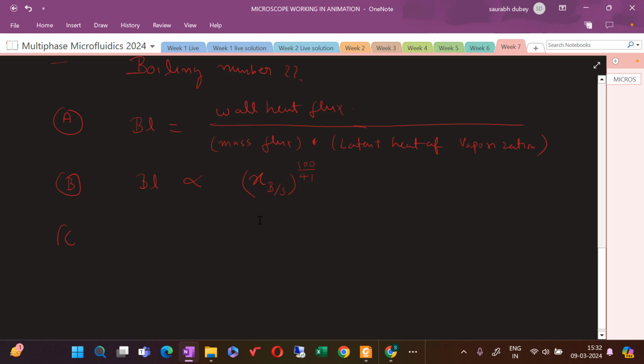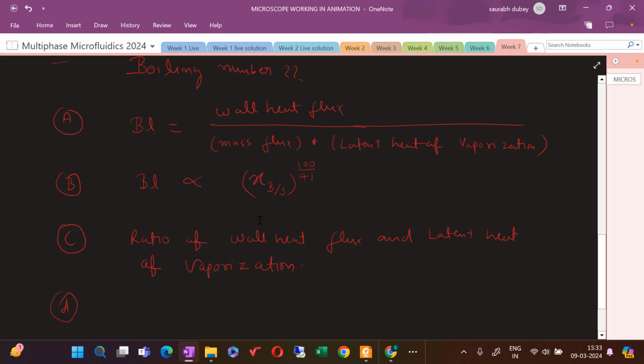And the C option is the ratio of wall heat flux and latent heat of vaporization.